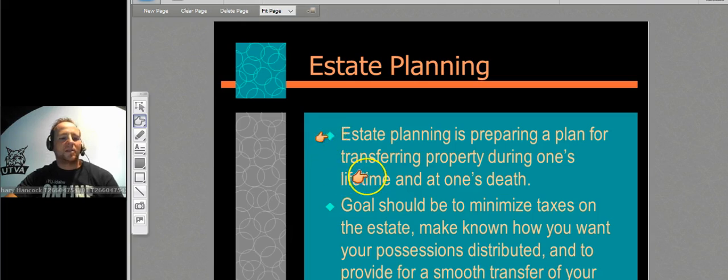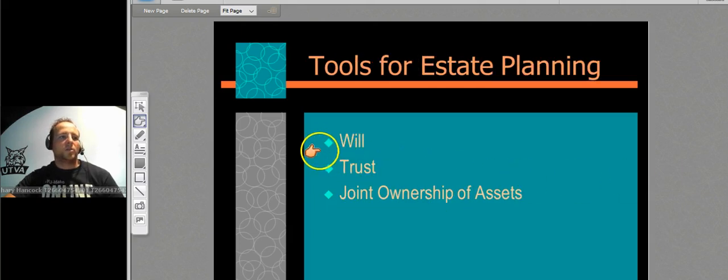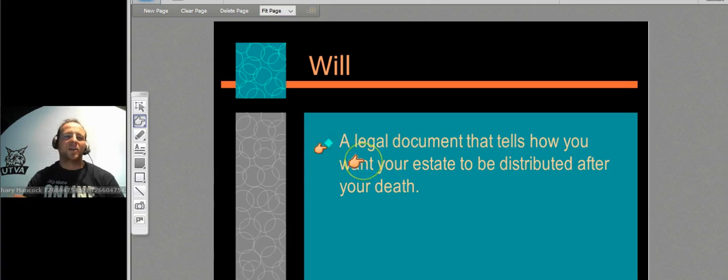When you're planning for all your assets, it's called planning your estate. Your goal is to minimize taxes and be able to distribute it to those that you care about. So you want to do a couple things. Usually you can have an attorney; I did my living trust and will not too long ago. A will is a legal document that tells where you want things to go after you die, like to your parents, or if you have kids someday, where all of it goes and how much to each person.